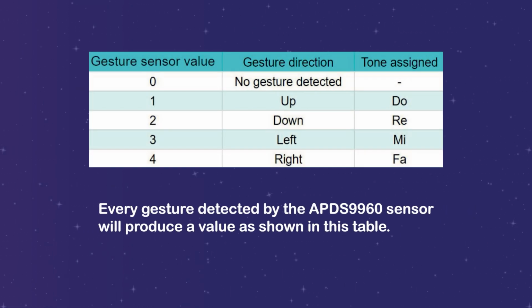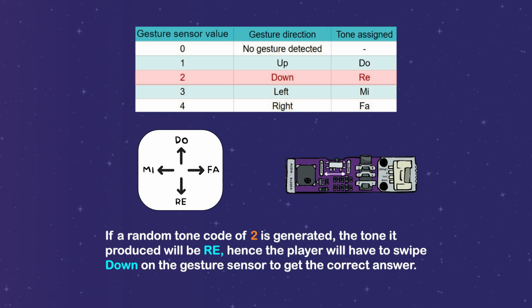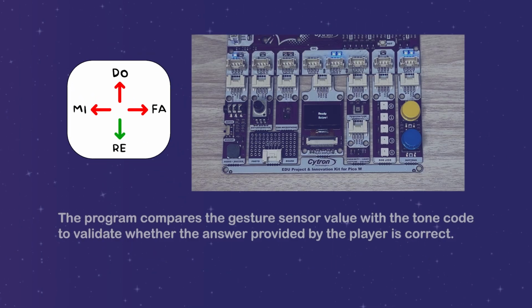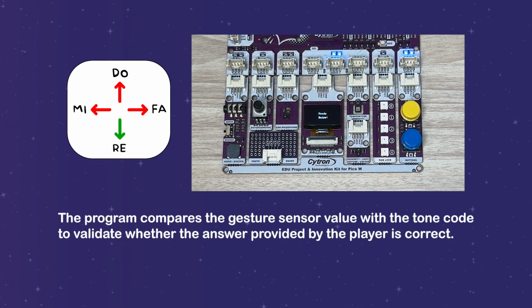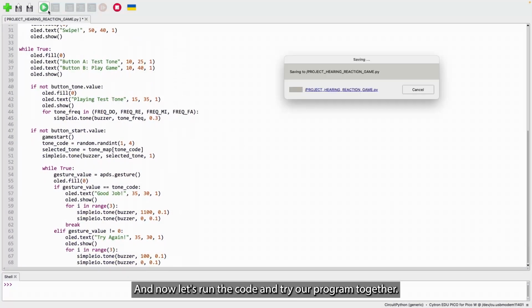Every gesture detected by the APDS sensor will produce a value as shown in this table. For example, if a random tone code of 2 is generated, the tone it produces will be Re. Hence, the player will have to swipe down on the gesture sensor to get the correct answer. The program compares the gesture sensor value with the tone code to validate whether the answer provided by the player is correct. If a non-zero gesture is detected, it displays try again and plays a failure tone sequence through a for loop of range 3. And now, let's run the code and try our program together.